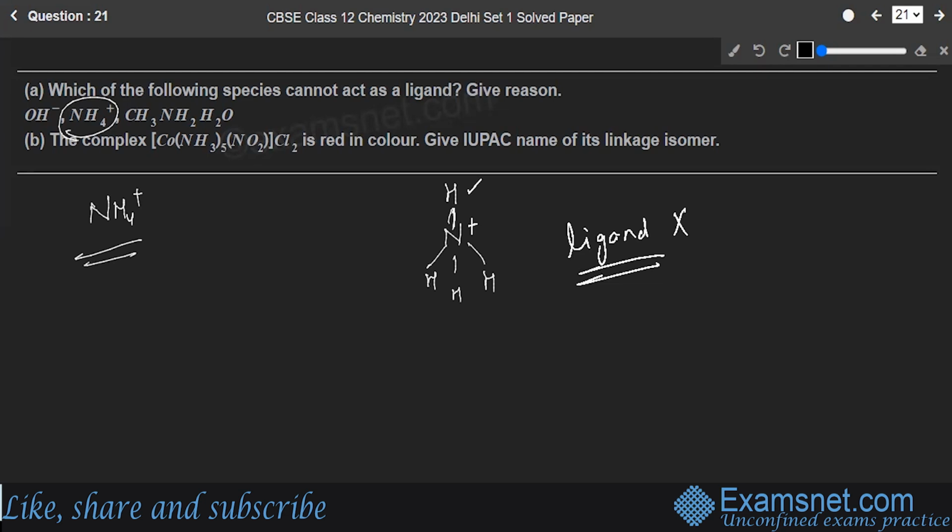Next, the complex, this one is red in color. You have to give the IUPAC name of its linkage isomer.